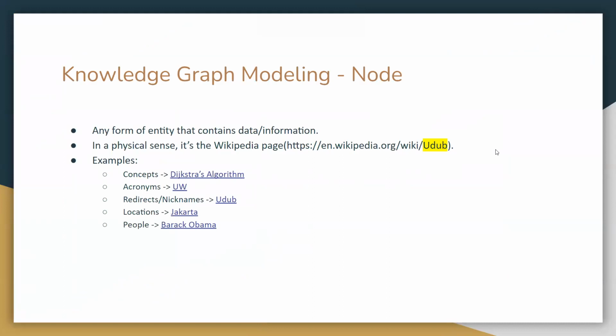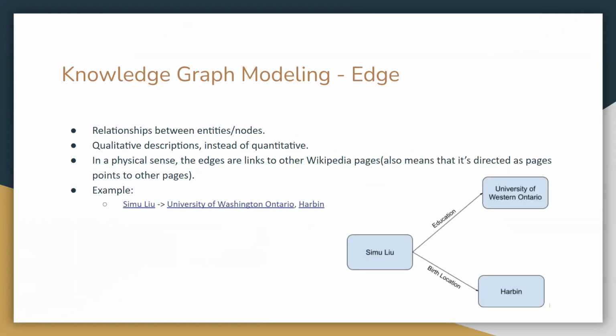Knowledge graph modeling. For the node, it is any form of entity that contains data or information. In a physical sense, it's the Wikipedia page. For example, it could be a concept like Dijkstra's algorithm, or an acronym like UW, redirects or nicknames like UW, locations like Jakarta, or people like Barack Obama.